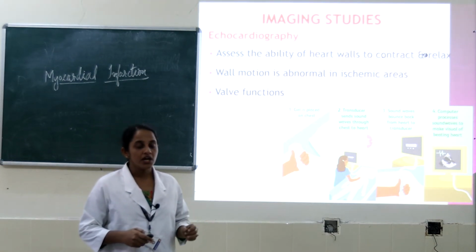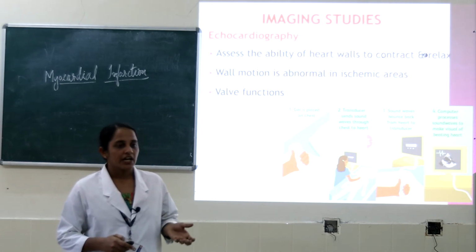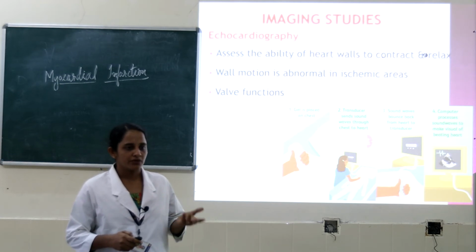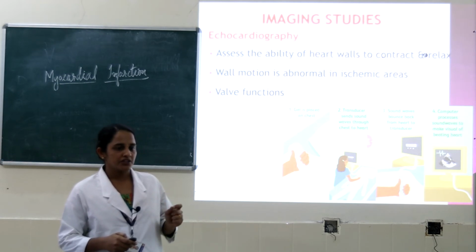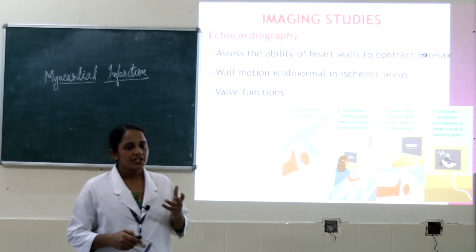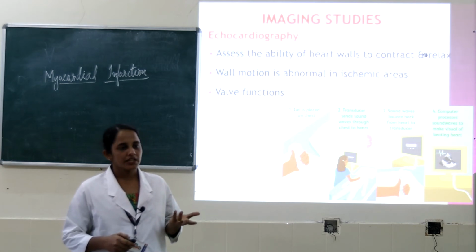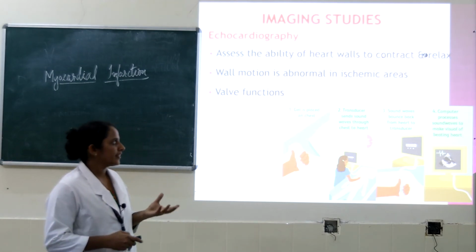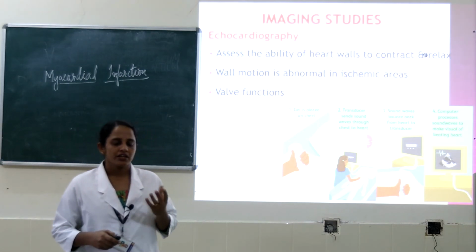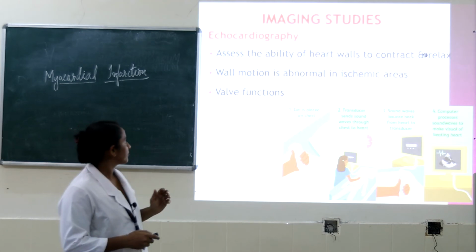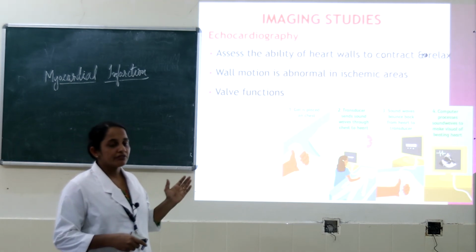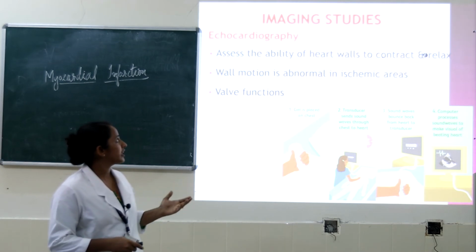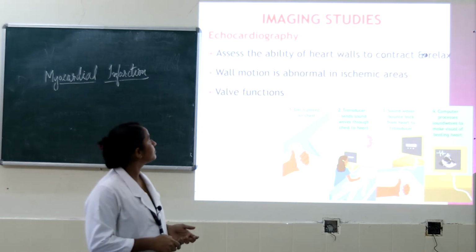In case of ischemia, the wall movement will be decreased, and in case of severe infarction, there will not be any movement of that particular wall. That means if the patient has an anterior wall MI, the anterior wall will be akinetic. Akinetic means there will not be any movement in that wall. So, the contraction and relaxation of that wall will not be present in ischemia. We can also identify the valvular functions, chamber size, and thickness of the muscles through echocardiography.